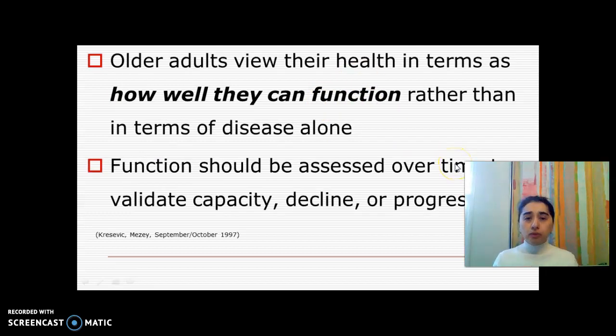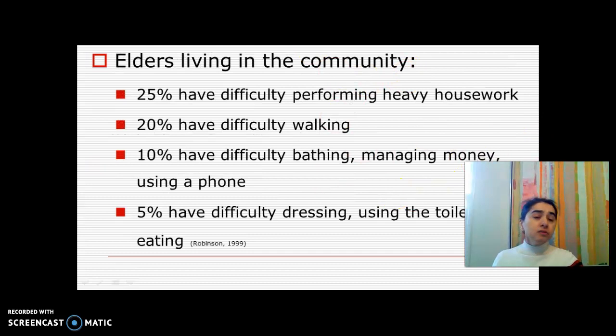So when we do evaluation of an elderly individual's health, we look at how well they function, rather than looking at the disease alone. And their functional status has to be evaluated over time. So you do an evaluation as a baseline when you receive a patient, and then periodically after this.